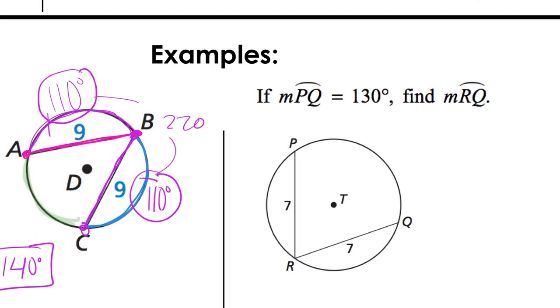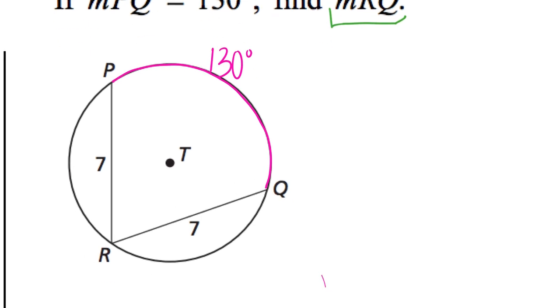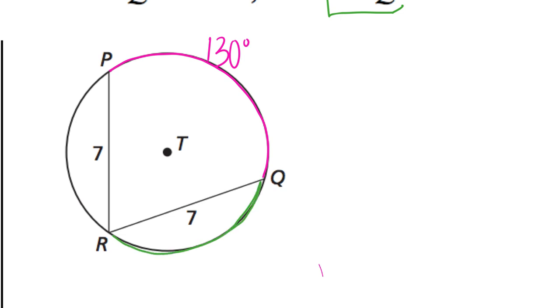Okay, so let's move on to the next example. All right, so in this circle, the measure of arc PQ from here to here, that is 130 degrees. And they are asking us to find the measure of arc RQ. So RQ goes from here to here. Okay, so looking at the picture, here's what we know. We know that this chord is equal to 7, and this chord is also equal to 7. So since both of these chords are congruent, the two arcs they create are also congruent. So RQ is going to be congruent to RP, so this arc over here. So we know those are congruent.